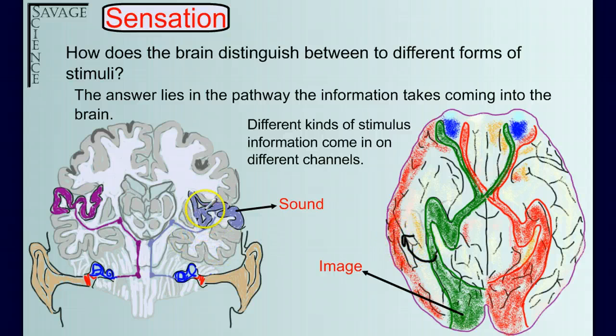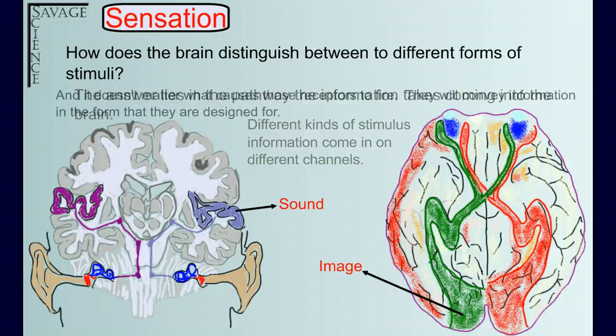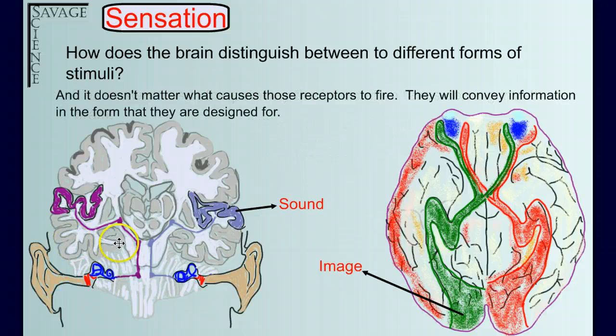Or conversely, if we could reroute this information and take this wire and plug it in here, when sound waves came into the ear, if we routed them into the occipital lobe, we would see sound. So it's the pathway that the information comes in on that determines what the brain senses.